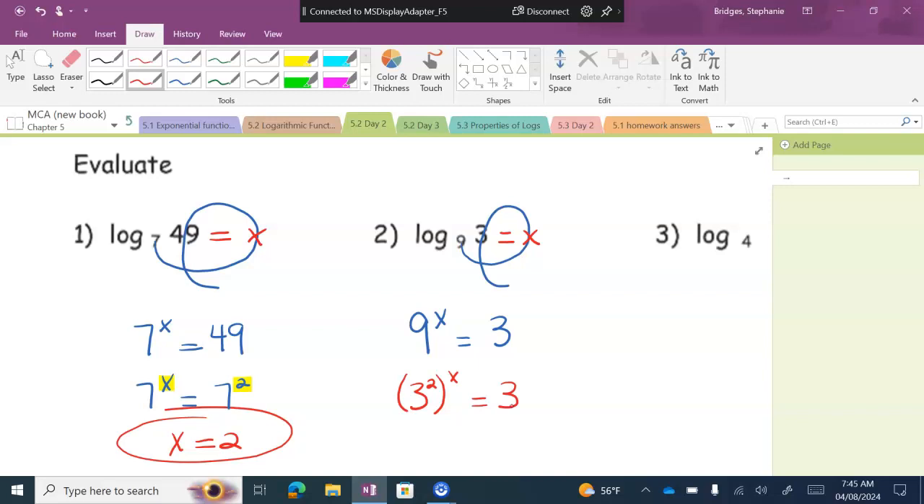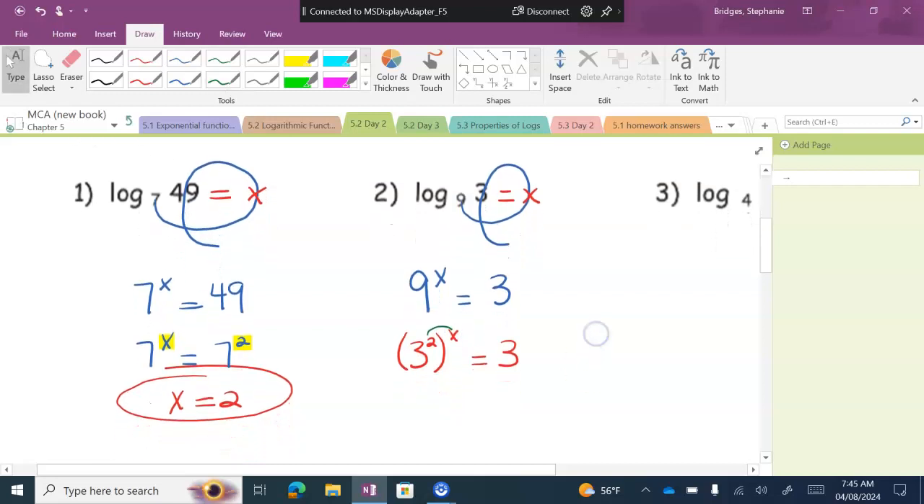Now we have to think back to our exponents. What do I do with those two exponents? Do you remember? Power to a power, you multiply. So what is 2 times x? 2x, okay, equals 3. What is the exponent on the 3 that's on the right side of this equation? 1. Okay. Do we have the same bases now?